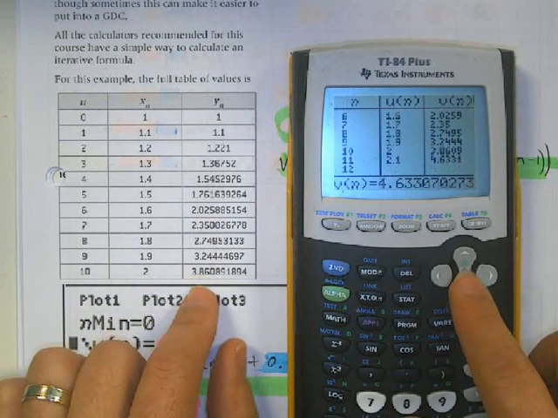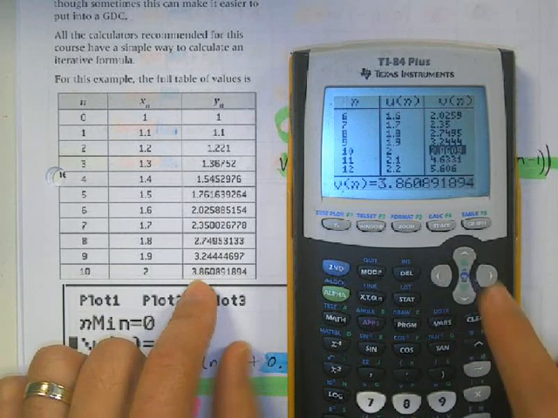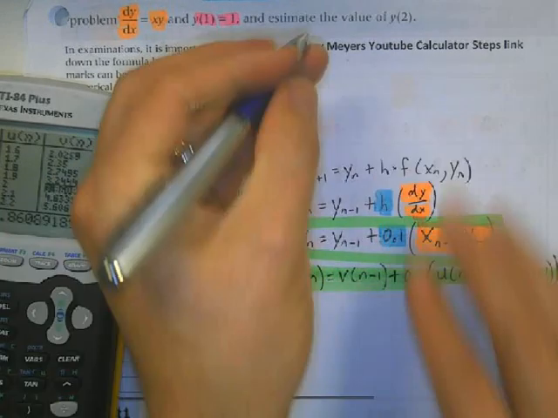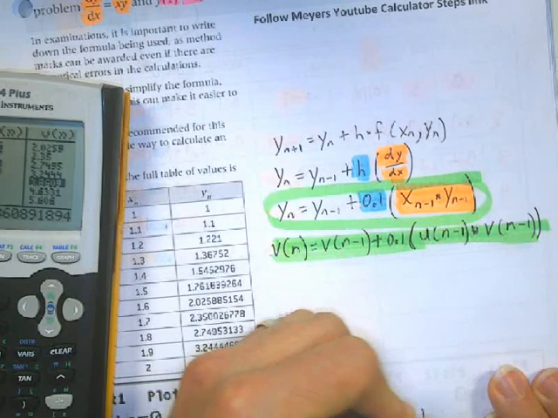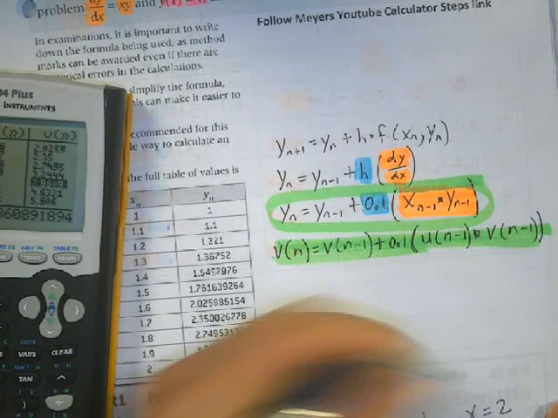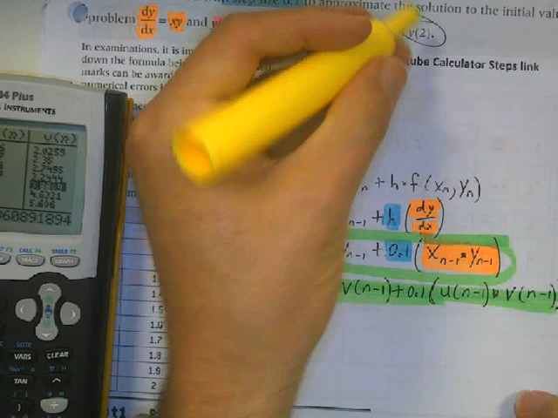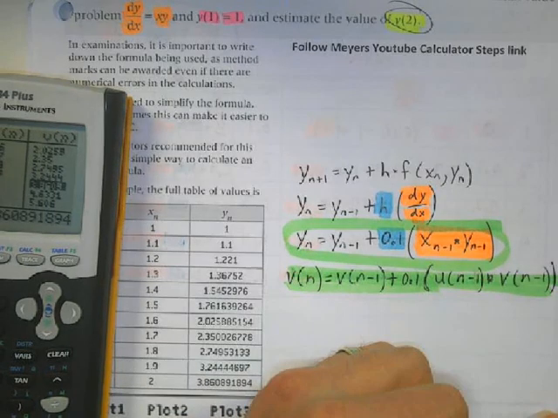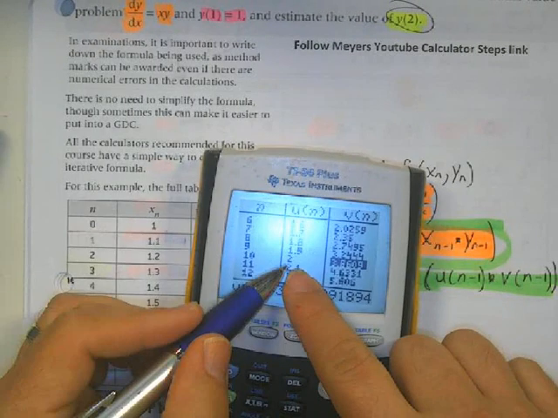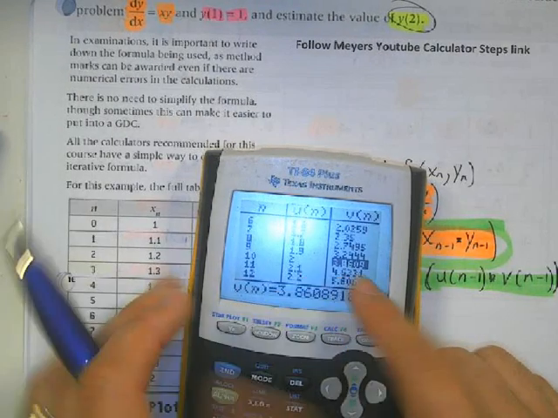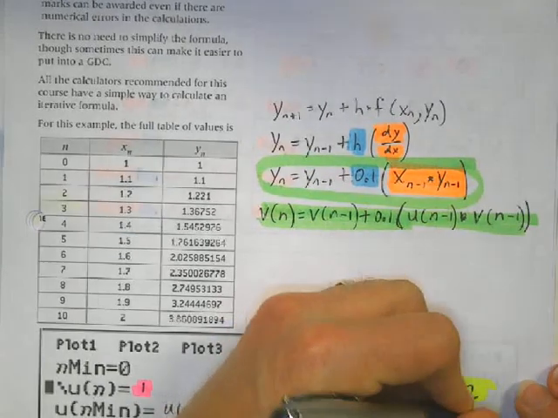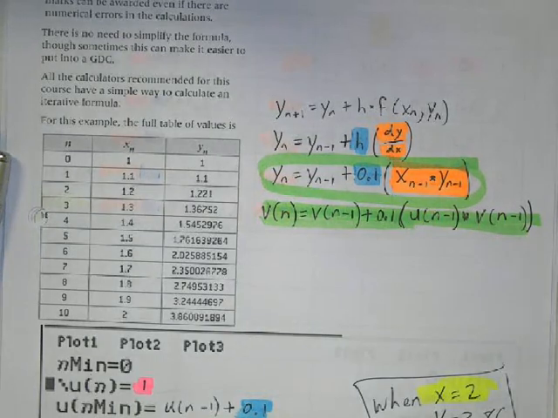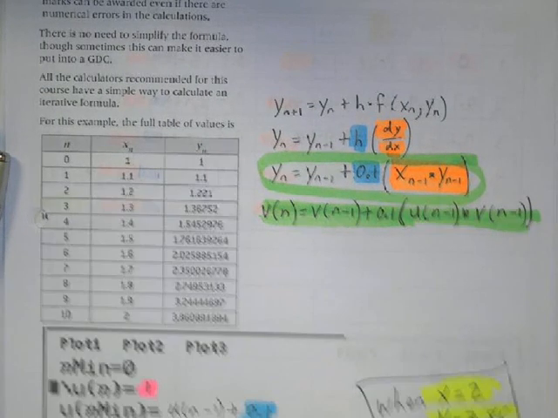I pat myself on the back. And so now I've figured it out. And so the whole question is, when x is 2, what's y going to be? When x is 2, I'm going to look here, when x is 2, y is 3.86. So the whole point of all of this is to figure out the y value when x is whatever they've asked you for.